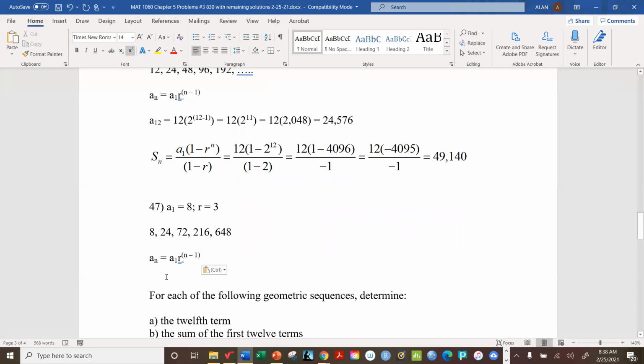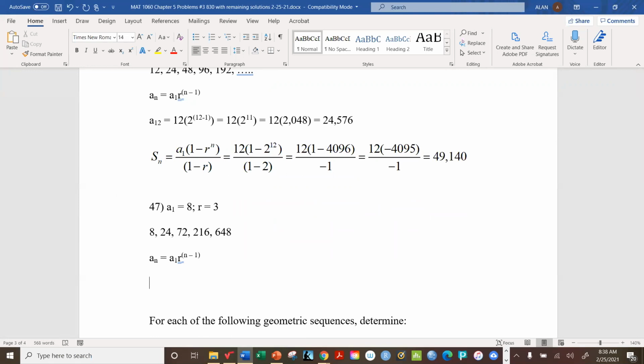And so therefore, A12, the 12th term, is, so remember we started with 8, the common ratio is 3, and we're looking for the 12th term, so therefore n minus 1 is 12 minus 1. So we'll have 8 times 3 to the 11th. Now 3 to the 11th, as you can imagine, is a huge number.